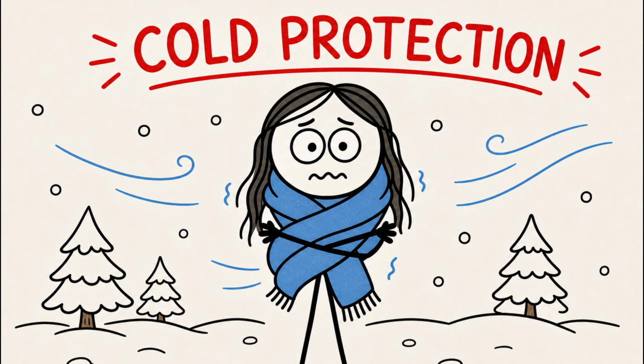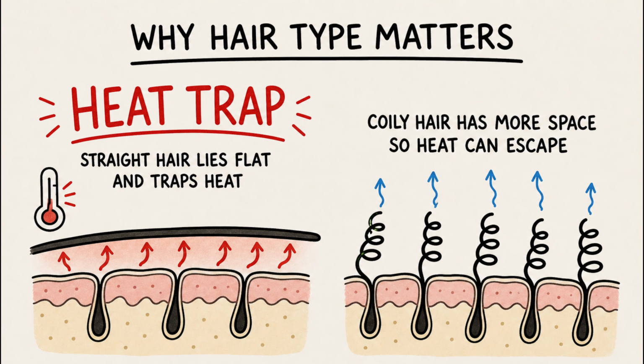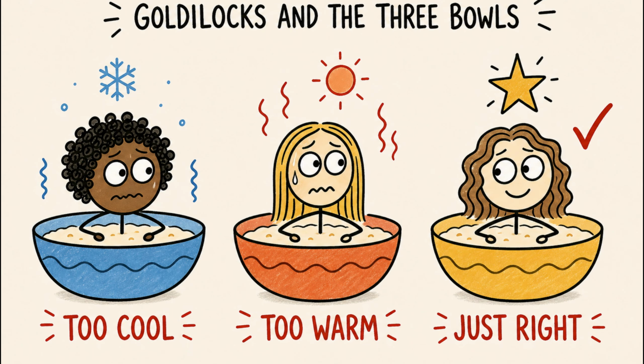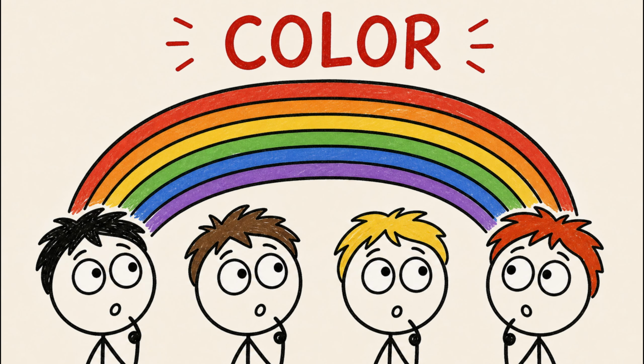Meanwhile, in cold northern Europe and Asia, straight hair made more sense. Straight hair lies flat and acts like a blanket, trapping heat near the head and neck. Wavy hair? That's the in-between. Evolved in temperate climates. Not too much ventilation, not too much insulation. Just right. Now what about color?